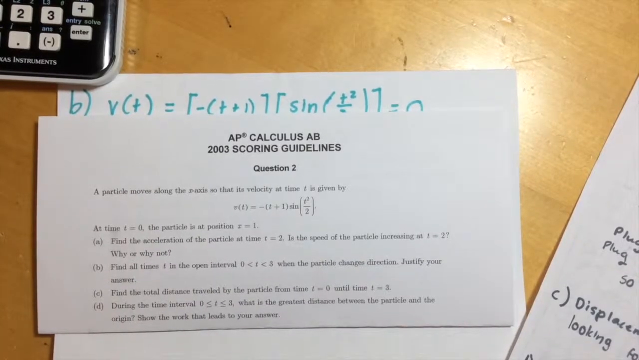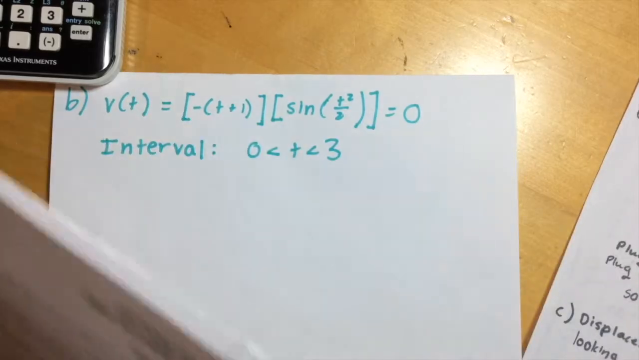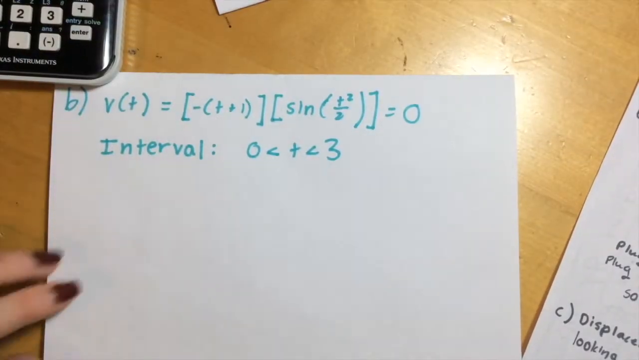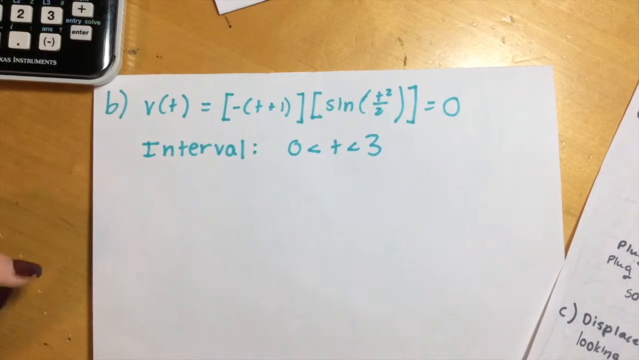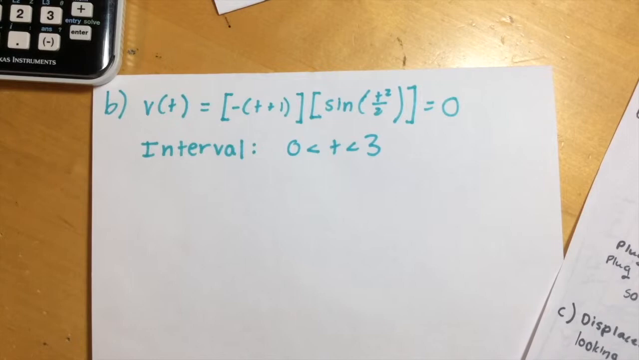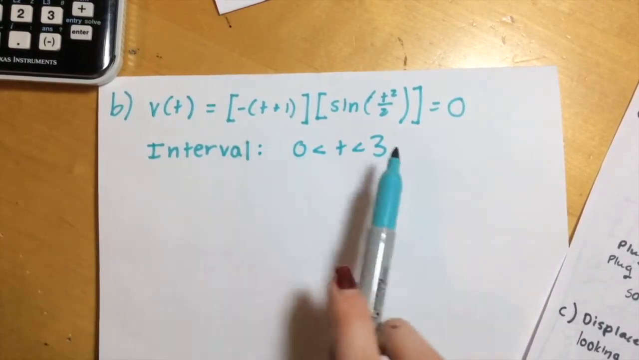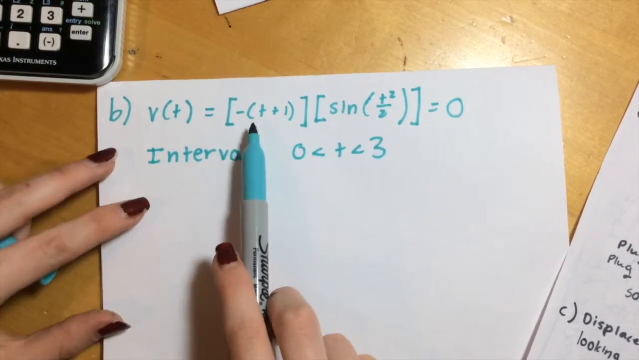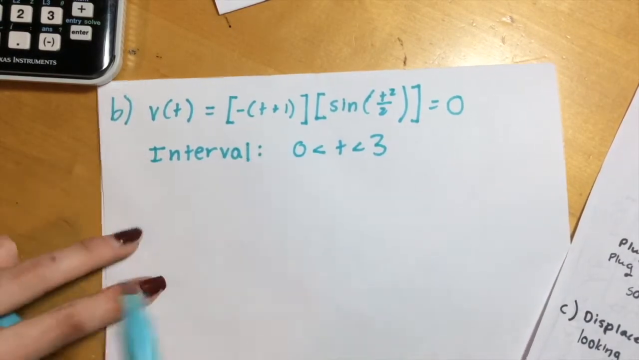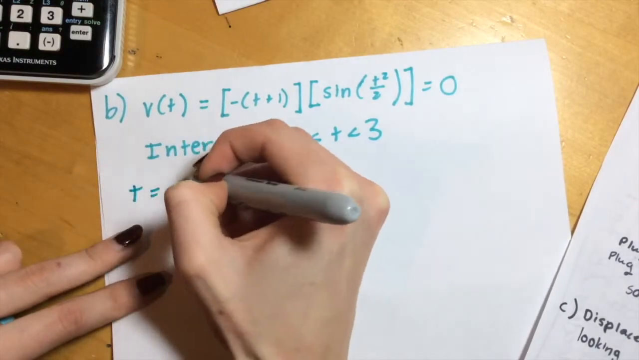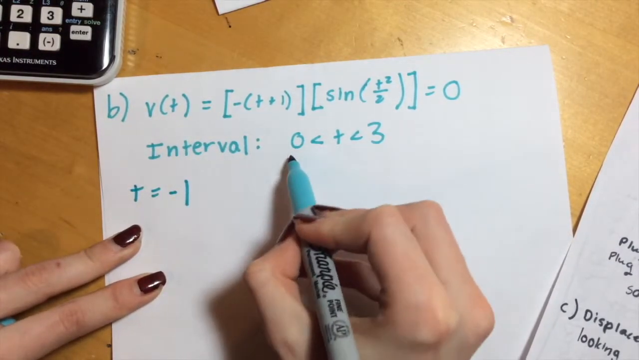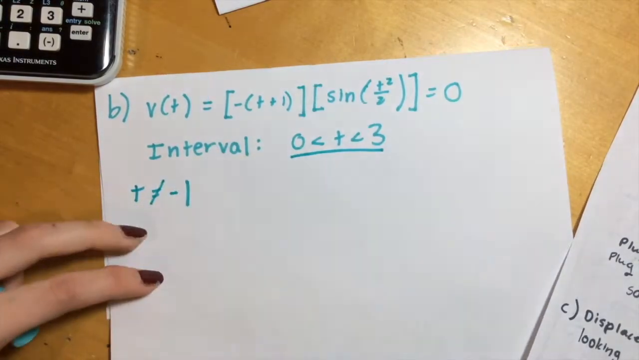Part B says find all times t in the open interval 0 is less than t is less than 3 when the particle changes direction. Justify your answer. So the particle is going to change direction when the velocity function has a 0. This is because the velocity of the particle will either change from positive to negative or negative to positive. So you look at the two components of the velocity function, and the first part can only equal 0 when t equals -1. However, the interval is from 0 to 3, so t cannot equal -1.